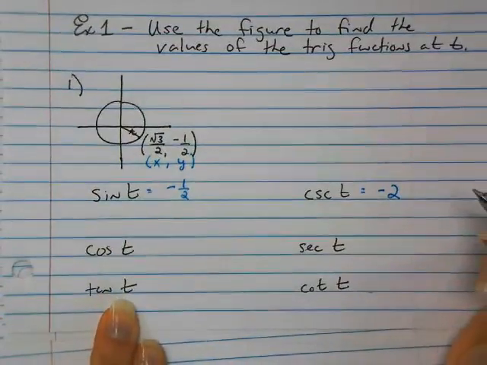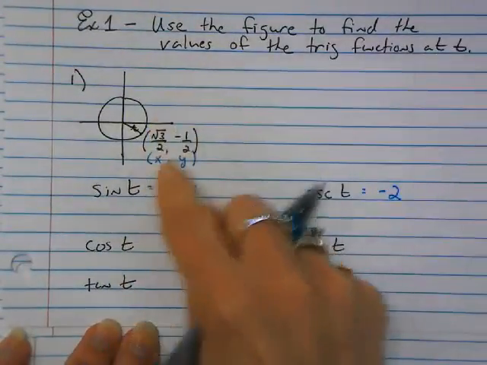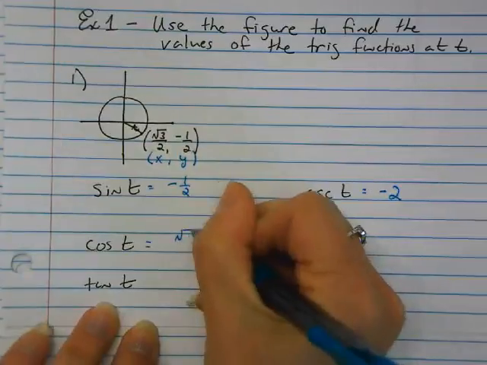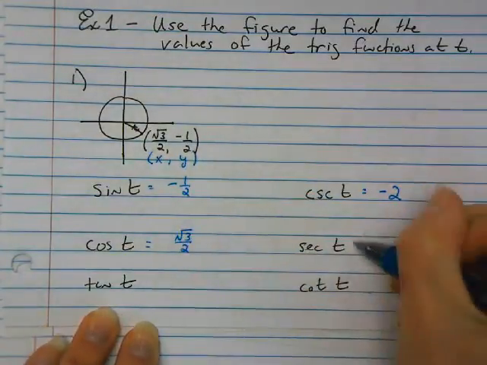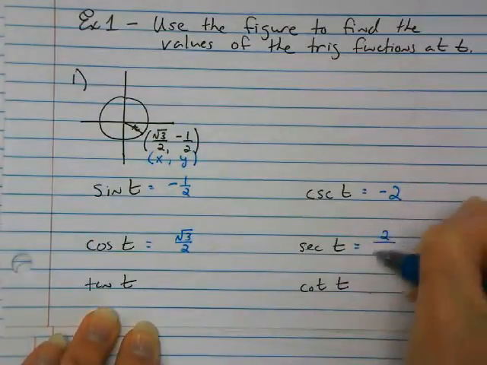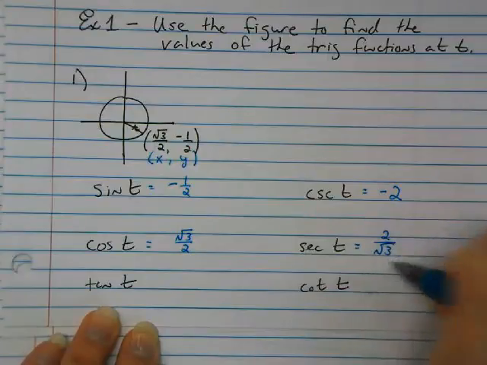Cotangent represents the x value. So what's the x value? Square root of 3 over 2. So the reciprocal of that would be 2 over the square root of 3. But do you remember from Algebra 2 that you cannot leave a radical in the denominator?